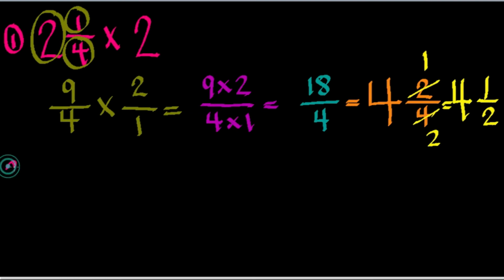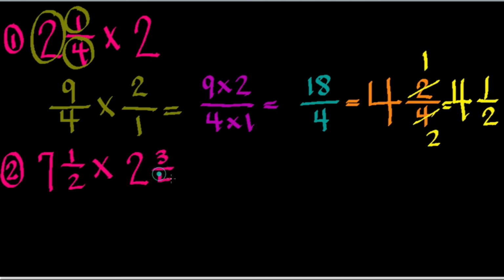Let's try a second example. And in the second example, we are going to work with 2 mixed numbers. So we're going to have 7 and 1/2 multiplied by 2 and 3/4. Okay, and like we did before, the first thing we will do is rewrite our mixed numbers into fractions.